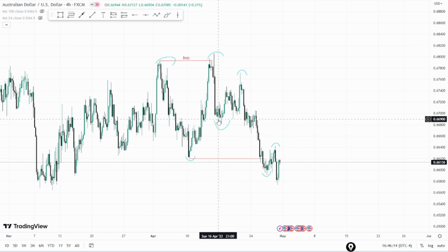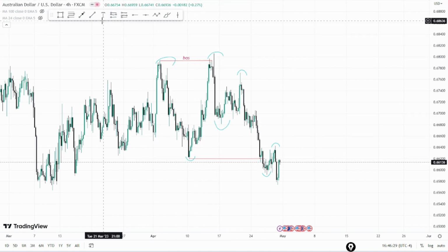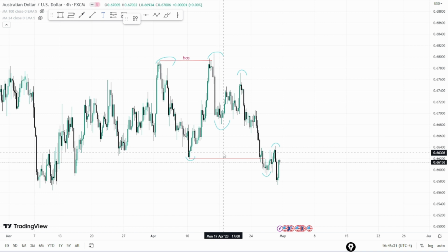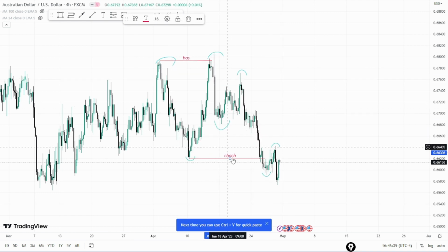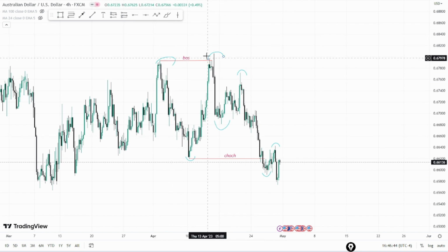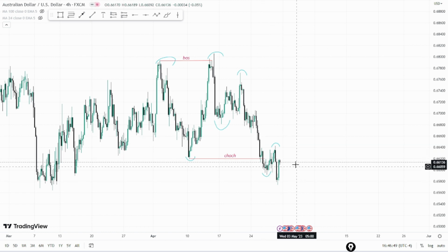So then, now it broke structure, but it failed to come again and break it again, to confirm to us that we are going up. So what it did instead, it plummeted until it changed character here. So I'm just going to indicate again here that this is a CHoCH. This is a CHoCH, so it's a change of character, right? So what we have here is that we had a break of structure to the upside. Now we have a change of character to the downside, right?